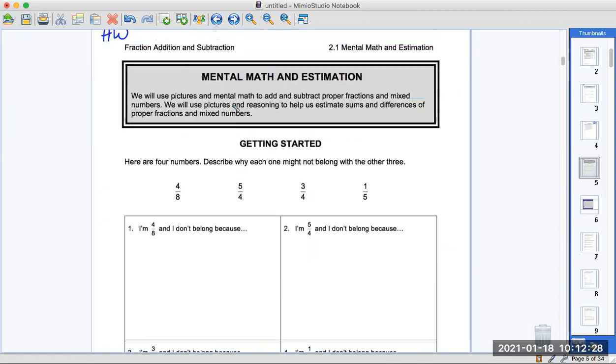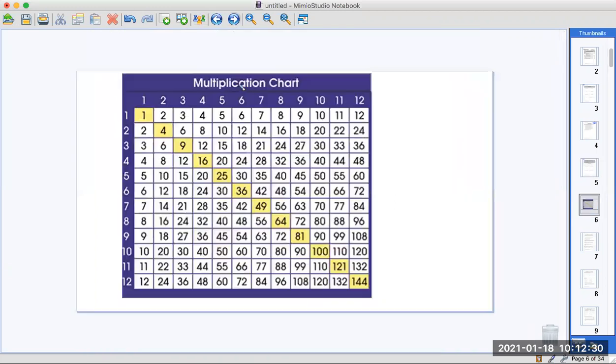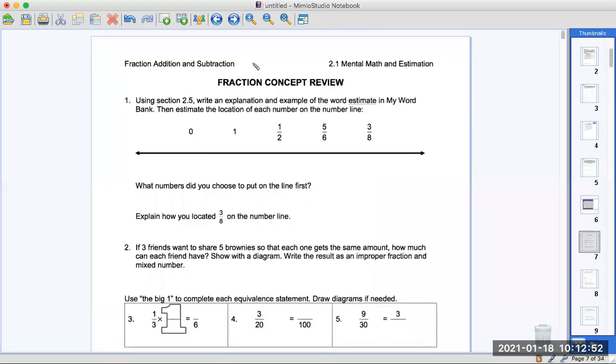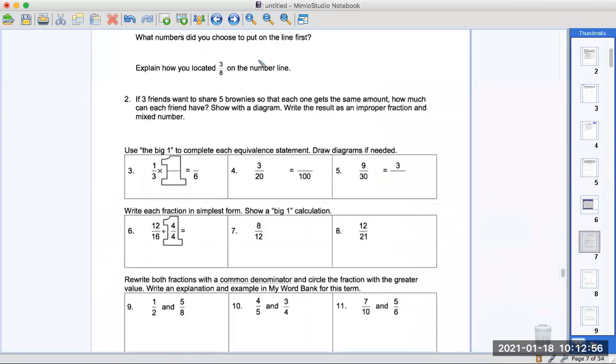Okay, so that's homework. Oh, I have a multiplication chart for you here because it's going to help you finding the common denominators. So you can always print one out on the internet, or hopefully you know your multiplication facts, but if you're having a hard time with it, I can give you one in class, remind me, okay?